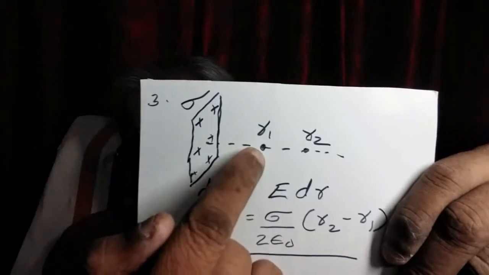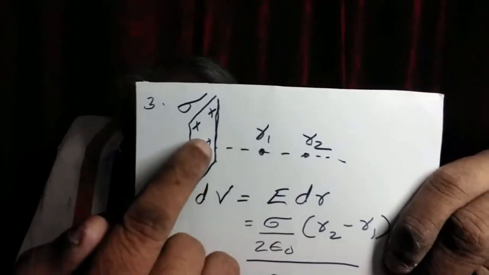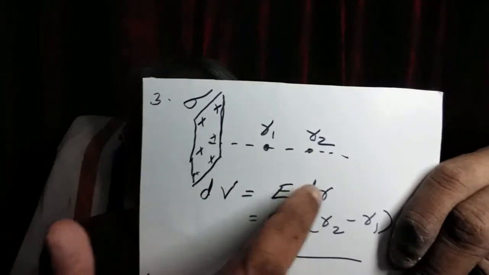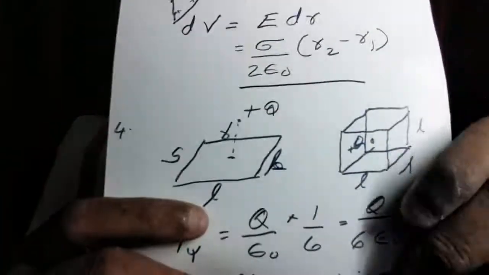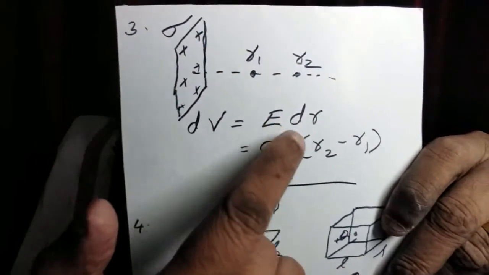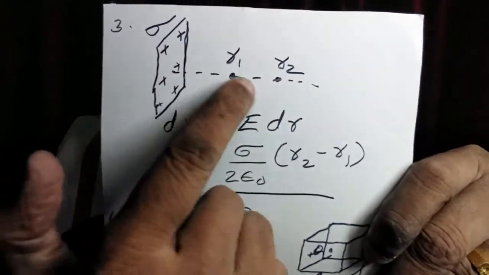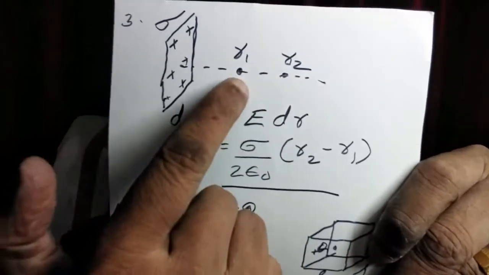If you are asked to find the potential difference between 2 points R1 and R2 near the charge sheet, just use the formula dV equals E into dr, or E equals dV by dr. So just avoid the minus sign. The magnitude is dV equals E into dr. Here dr is the distance between these 2 points, separation dr, that is R2 minus R1.